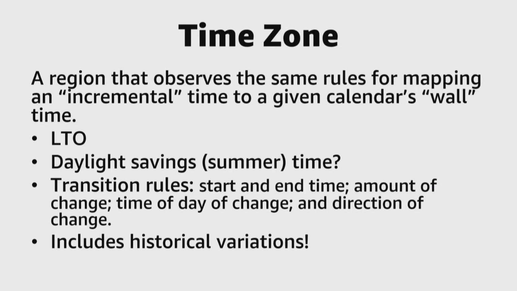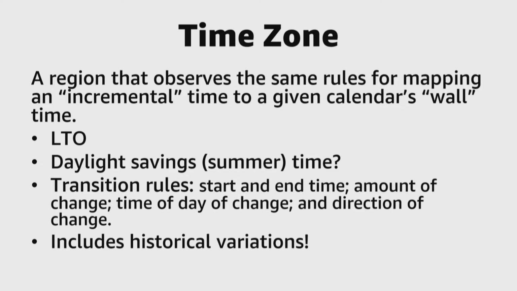And a time zone is a region of the Earth that observes the same rules for mapping an incremental time to a given calendar's wall time. It includes the LTO, and this concept of daylight savings, in some parts of the world it's called summertime, and the transition rules for daylight savings, if there is any, and the amount of the change, the time of day of the change, the direction of the change that takes place. Daylight savings time, helpful to think of it as summertime because areas in the northern hemisphere observe it in the opposite time of the year from areas in the southern hemisphere because it's summer down there the other time of the year, right? Okay. It also includes historical variations.